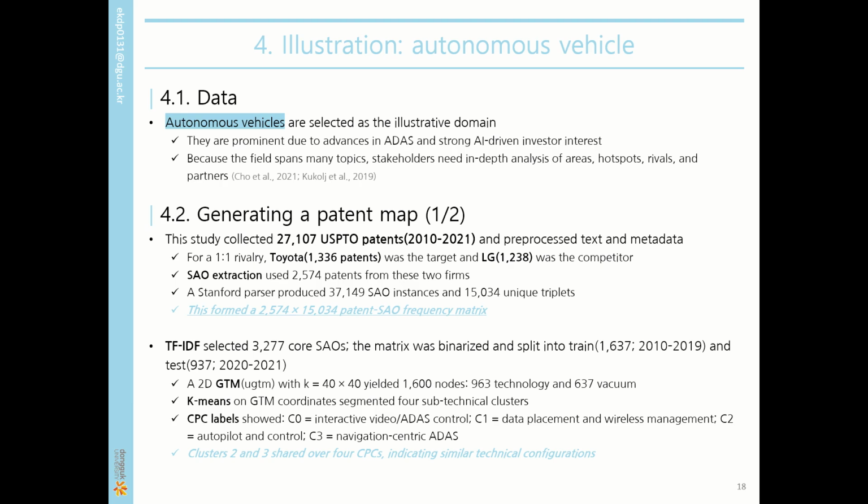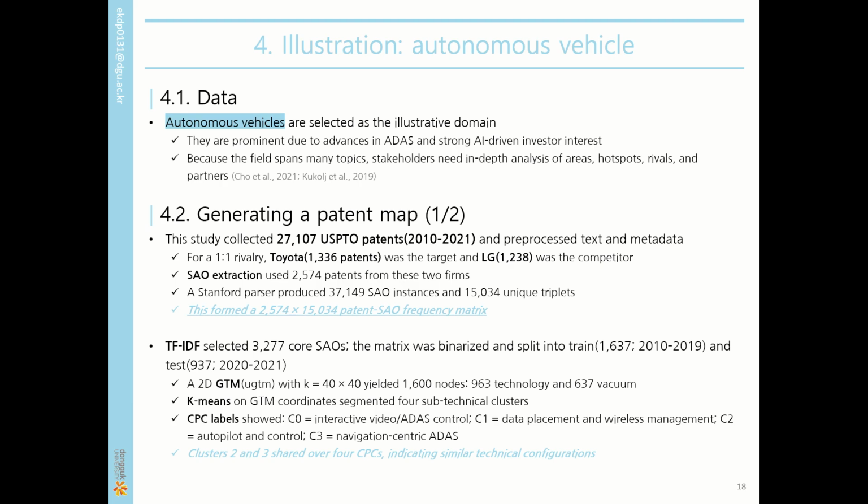For a one-to-one library, Toyota is the target with 1,336 patents and LG the competitor with 1,238. This study extracted SAO from their patents and built a patent SAO matrix for training and testing.